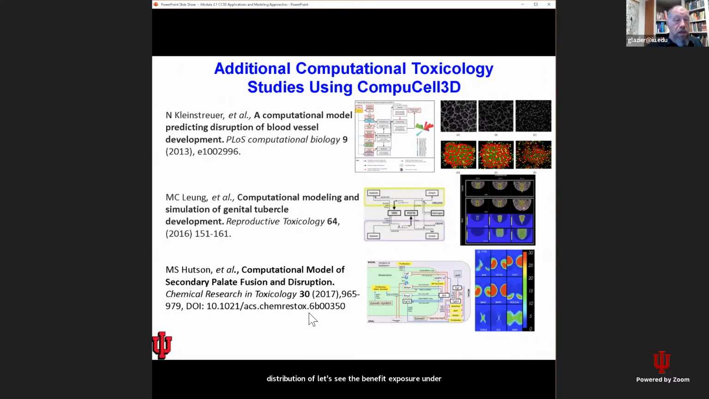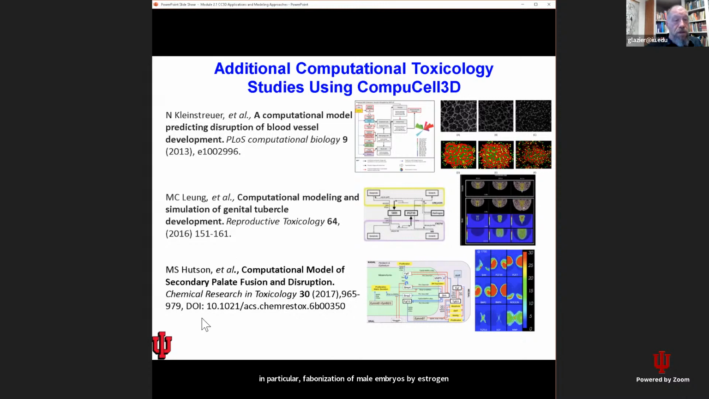The Environmental Protection Agency has been using CompuCell for a long time, for more than 10 years, to study developmental toxicities. This was a study of Nicole Kleinstreuer's done back all the way in 2013, looking at vascular disruption effects from particular molecules. Max Long has been studying genital disruption by estrogen mimics, in particular feminization of male embryos by estrogen mimics.